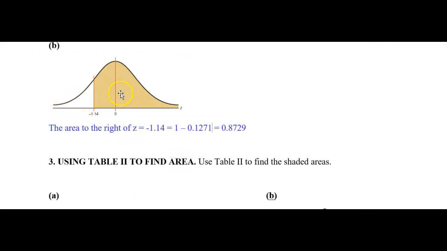So to get the area on the right side, we must subtract that from 1. So 1 minus 0.1271 is 0.8729. The calculation is correct. There was a typo, 0.8729, right? 1 minus 0.1271 is 0.8729. That's correct. Okay? So remember the area on the right side.